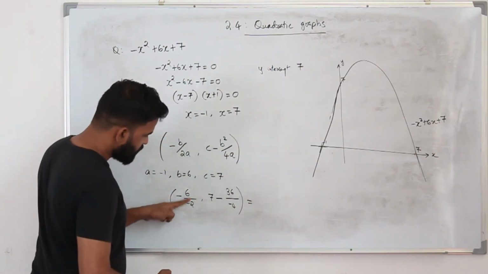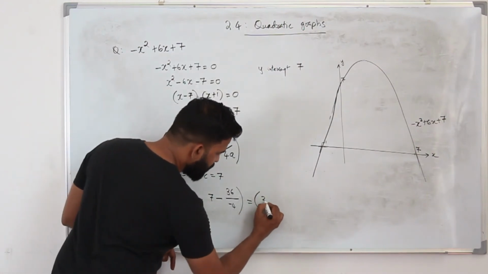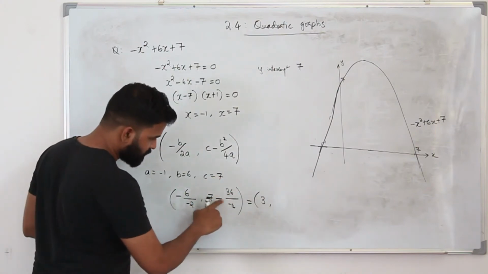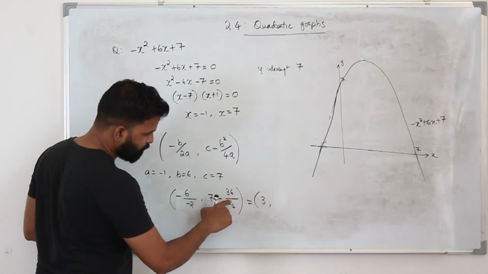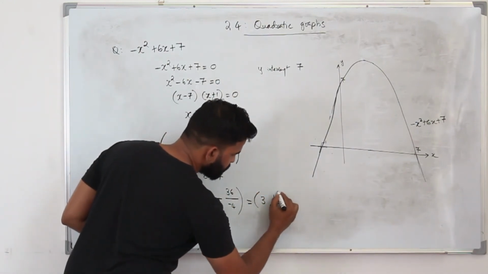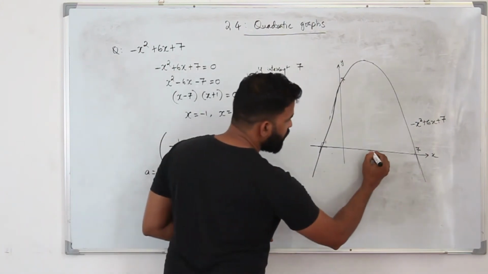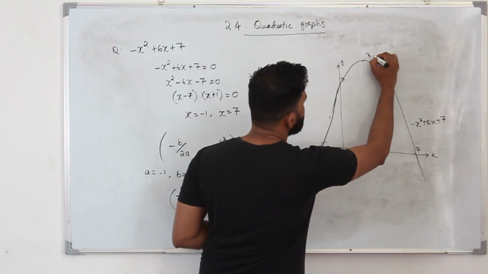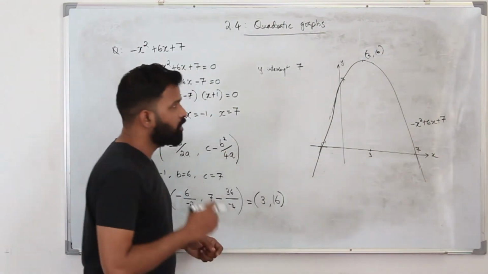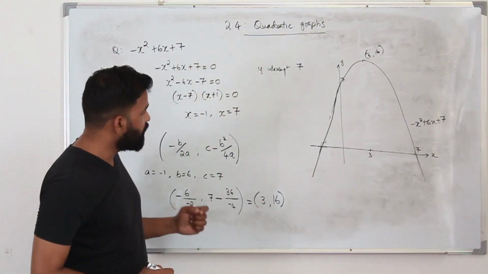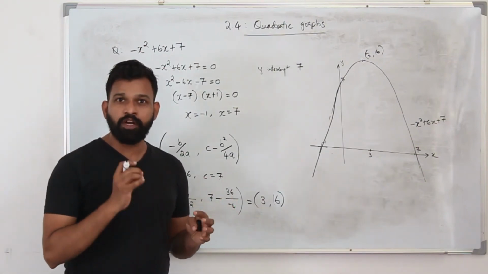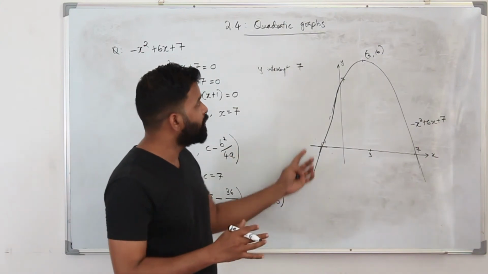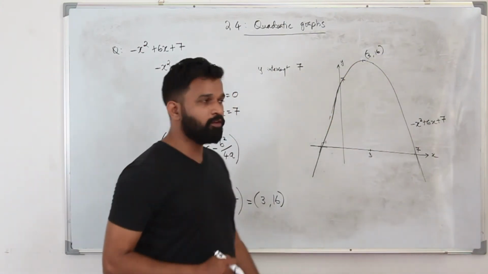And simplify this. 6 by 2, minus into minus is plus, so 3. Comma, 7 plus, minus into minus is plus, 36 by 4 is 9, 7 plus 9 is 16. So you have 3 and 16 somewhere here. My graph is not perfect, but it's supposed to be 3 comma 16. You got the turning point, the maximum point already, 3 comma 16. If the question asks for the maximum value of the function, when they say value of the function, you always take the y value. So 16 is the maximum value of the function.